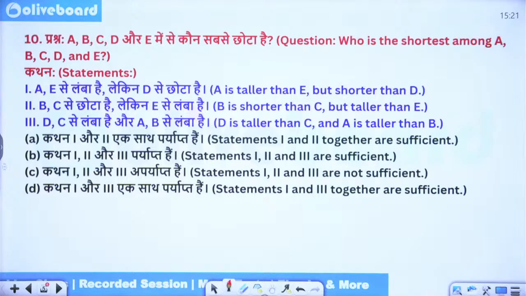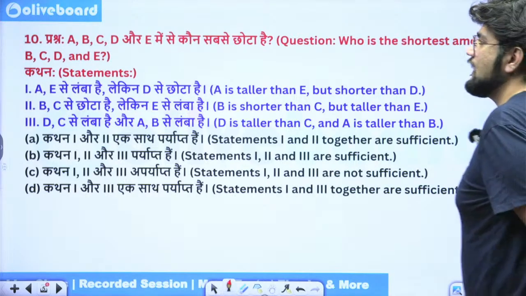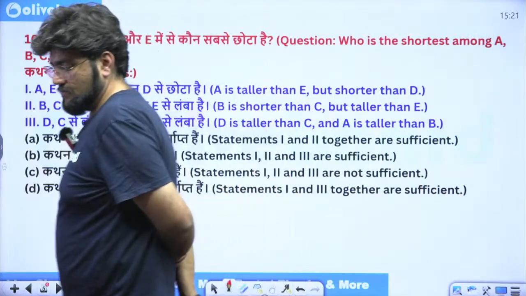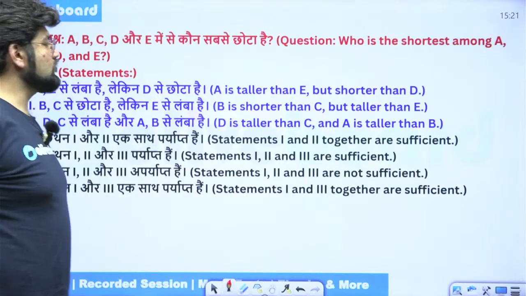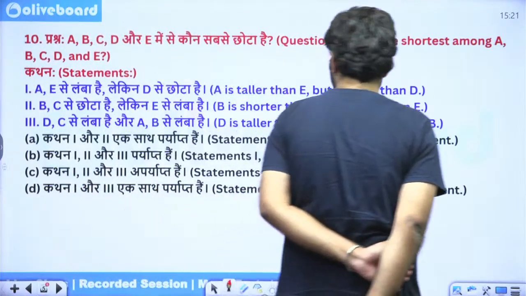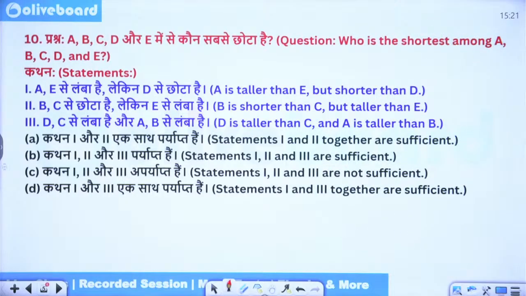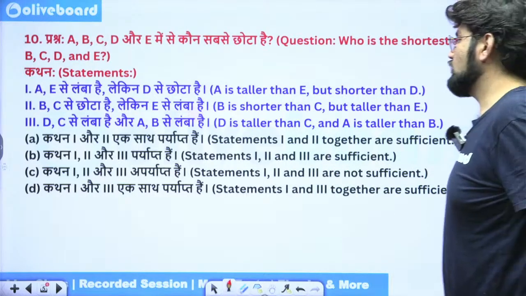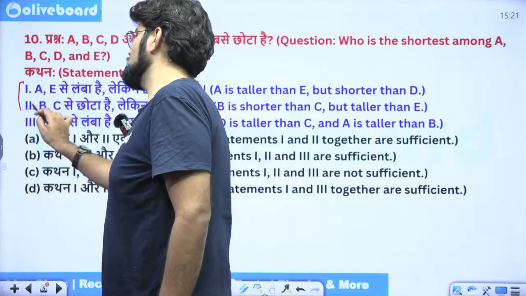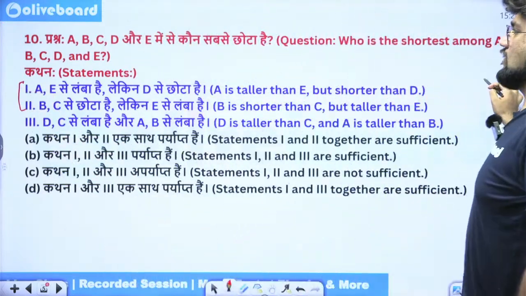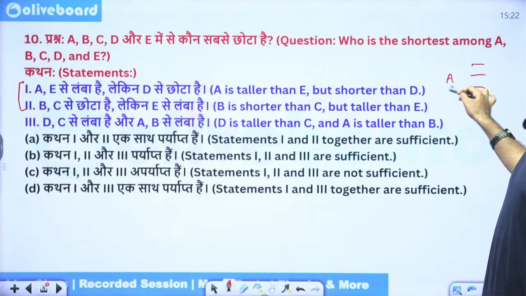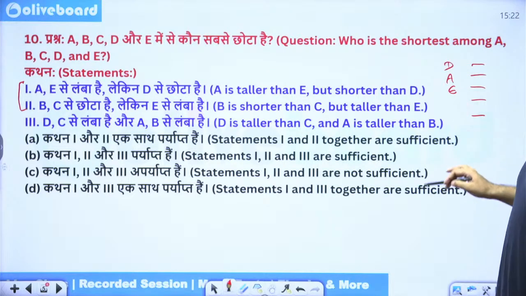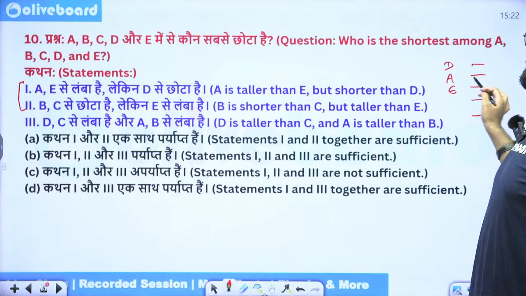This is also a very good question. Excellent question. Who is the shortest among A, B, C, D and E? Options: Statement 1 and 2 together; 1, 2, 3 are not sufficient; and 1 and 3 together. So check 1 and 2 first. Check only 1 and 2 first. Who is the shortest among 5 people? First one says A is taller than E, but shorter than D. Second one says B is shorter than C, but taller than E.